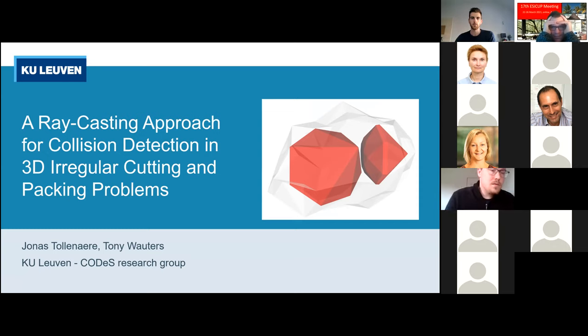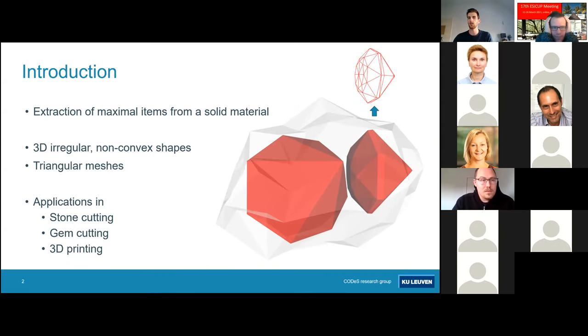So the problems we are dealing with are the extraction of maximal items from a solid 3D material, where we want to maximize either the volume or the value that these items have, and this can be one or more items. We want to consider the most general case where the items can be irregular shapes and non-convex. And to represent these objects, we use triangular meshes, as you can see in the image on the right.